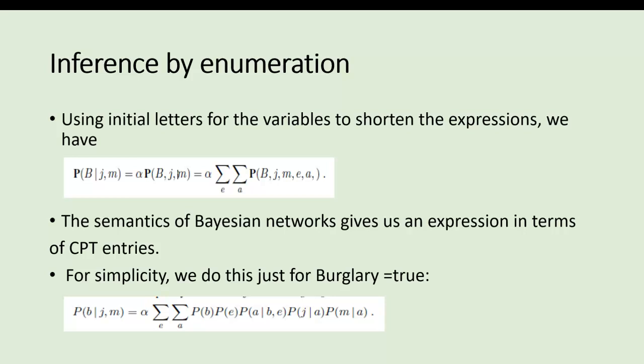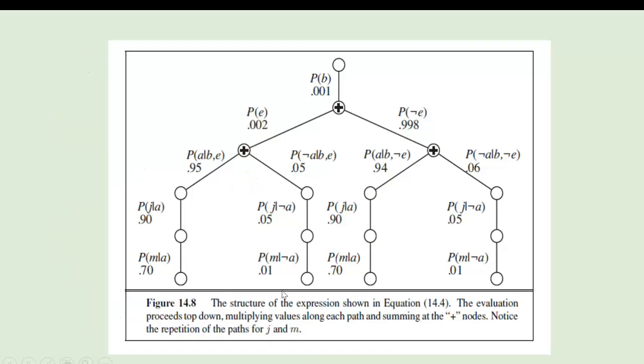This can be expanded as summation over E and A of probability of B, probability of E, and probability of A given B and E. Probability of B is a parent and probability of E is also a parent. Probability of A is alarm, which is dependent on B and E. Next is probability of J, John calls given alarm, and probability of M, Mary calls given alarm. For John and Mary the parent is alarm, so that's what has been written like this.